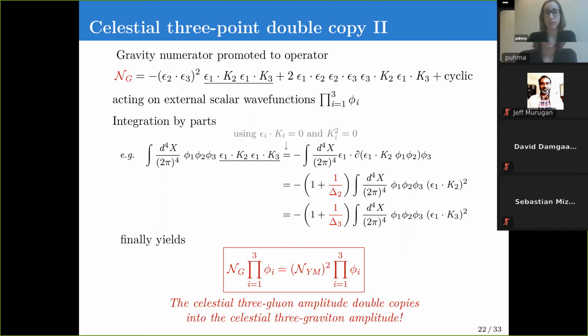Are there any questions at this point before I move on to 4-point amplitudes? Okay, so 4-point amplitudes, a bit more challenging.